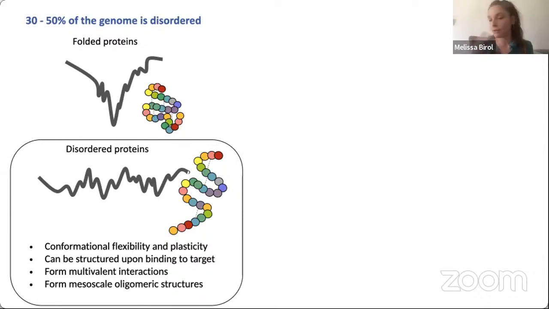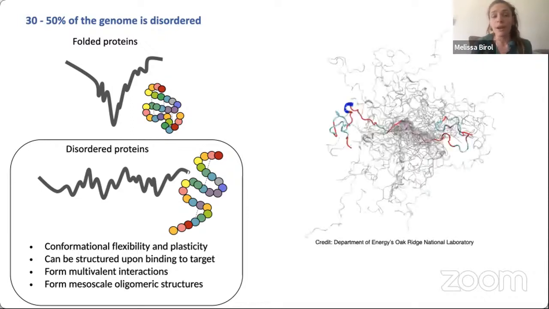And as Lionel said, we are interested in looking at these because they form different physical states throughout the cell, some due to their multivalent interactions, forming these mesoscale oligomeric structures that are relevant to disease. However, functionally, they're also very important. And you can see that they are a very challenging class of proteins to work with because they're so heterogeneous that they can adopt multiple conformations.